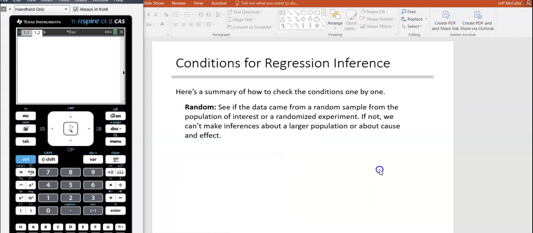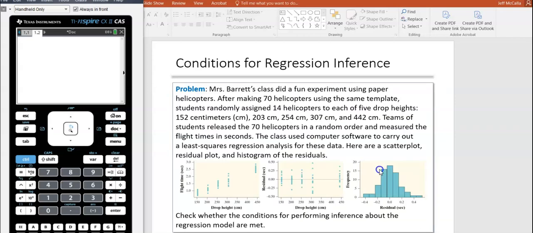Random, I should say something about a random sample. Okay, so this is the problem we have for today. Now, this is just one example for this.